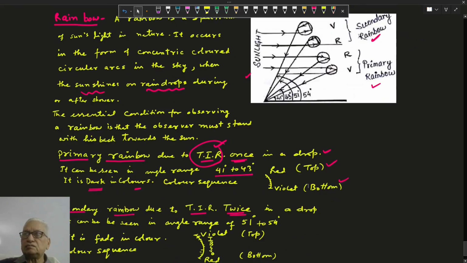The secondary rainbow. Here there are 2 total internal reflections, and this is a dull rainbow, with shade colors, dull colors. The color sequence is reversed: top is violet and bottom is red. It can be seen, and the angle range is 51 to 54.